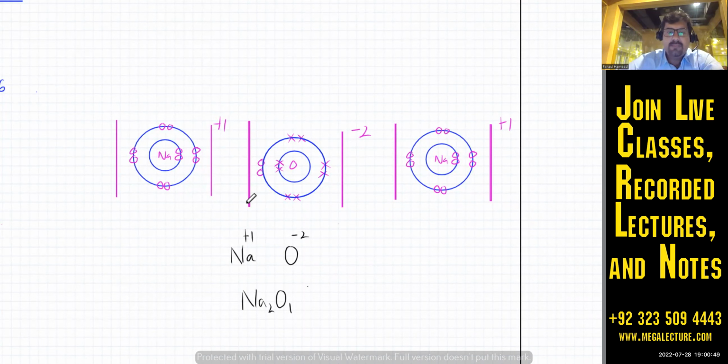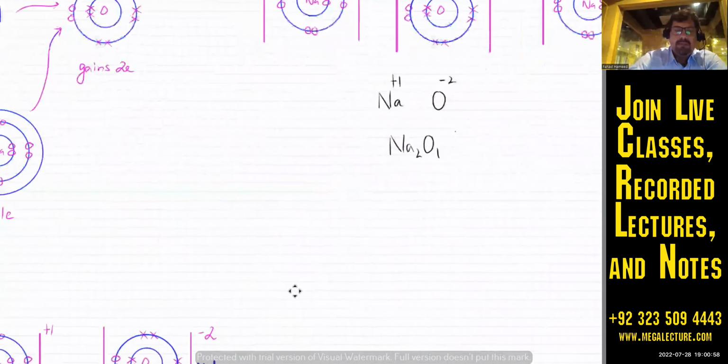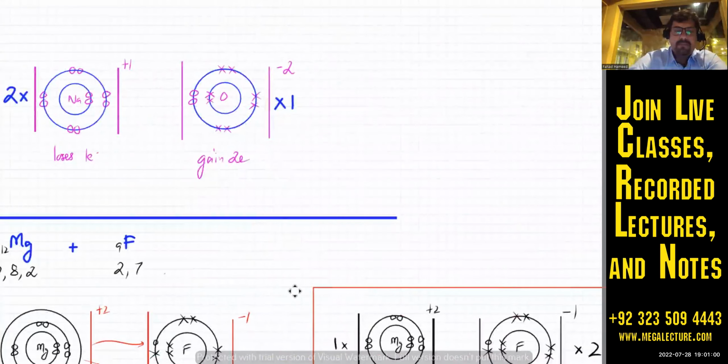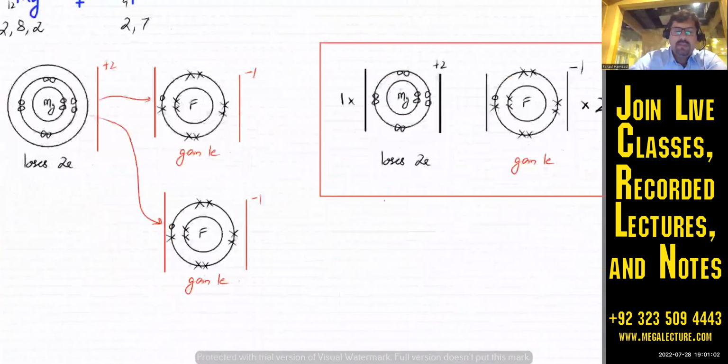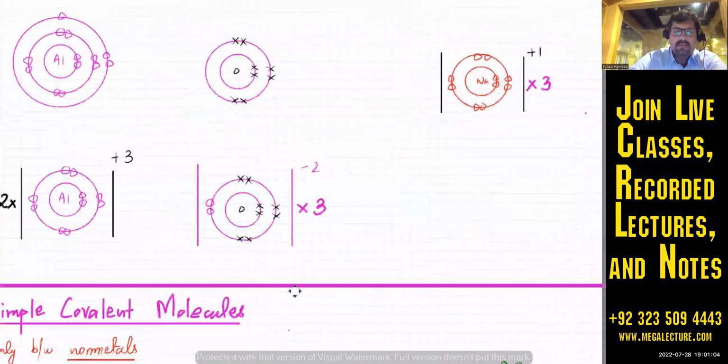And look at the diagram as well. There is 1 oxygen and there are 2 Nas, right? So that's the formula. And we can try and do this for the other ones as well. That's magnesium. We did quite a few more as well.